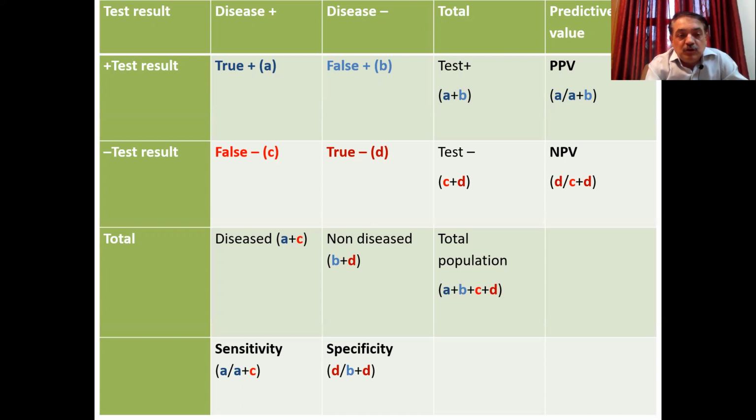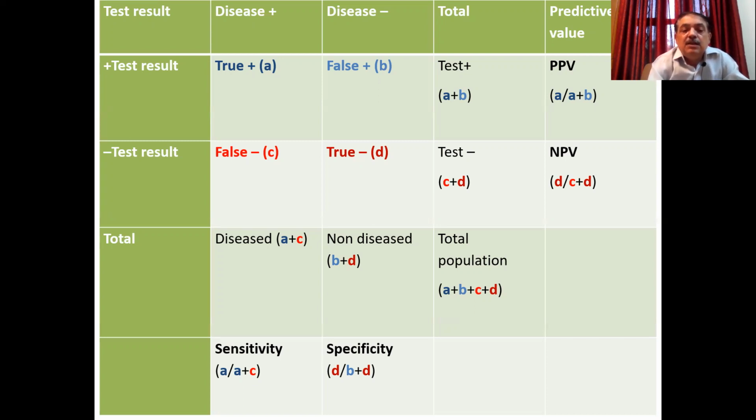And if you come to the column, you can see the diseased people are A plus C. That means whether they are true positive or false negative. That means they should be positive, but they are getting a negative result because of the error. So true positive and false negative, they are making diseased people. And you can calculate the sensitivity: the true positive out of false negative as well as true positive.